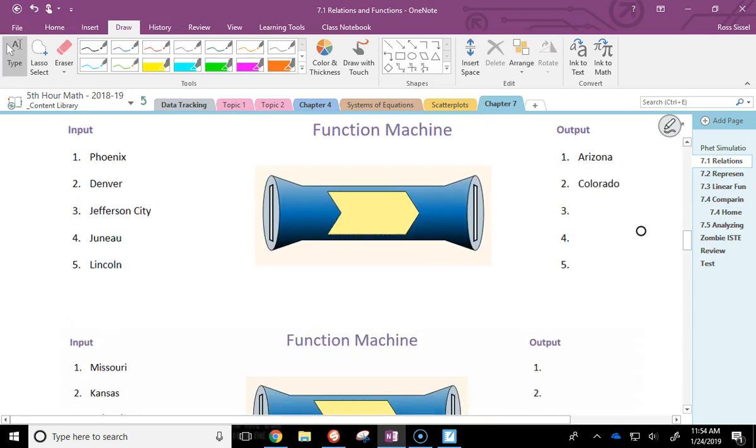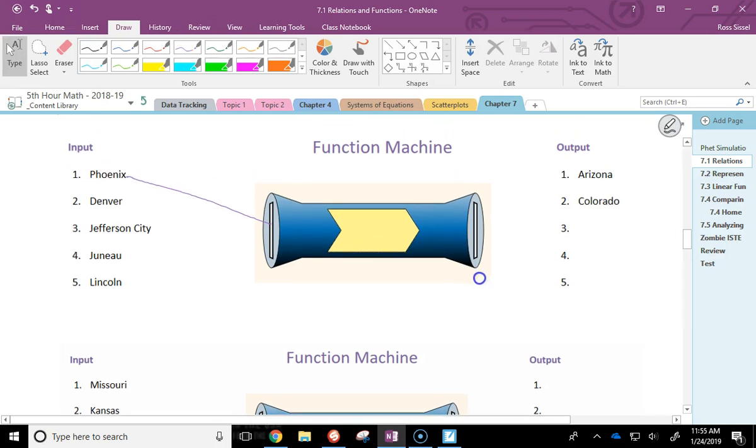We have this function machine. On this one, when I put Phoenix in, what is Phoenix, Denver, Jefferson City? What are these? They're cities. Something more specific. Places. The capital. The things that are stars on a map. Yeah, those things.